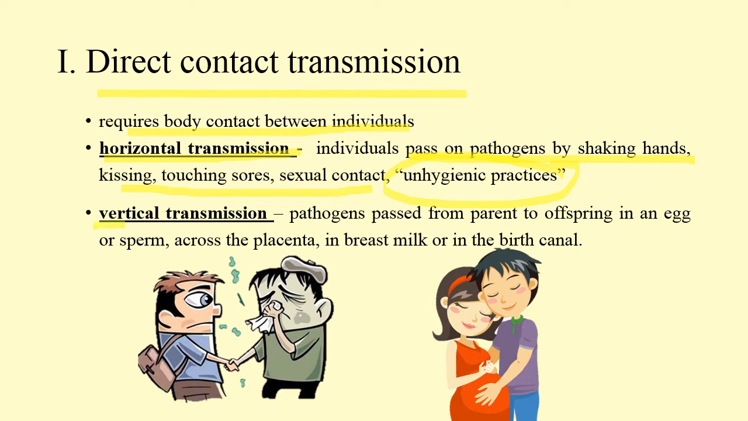It can also happen via vertical transmission, which means the pathogen is passed from parent to offspring in an egg or sperm, across the placenta, in breast milk, or in the birth canal. So it is usually transmitted from mom or dad to the baby.